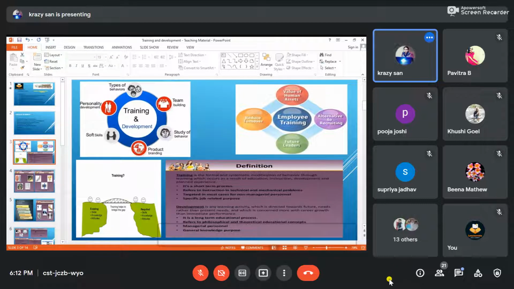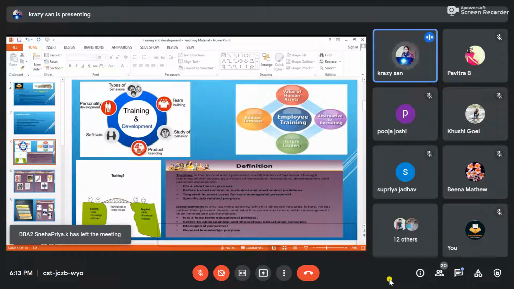When we go to the corporate world and practical concepts, we get systematic modification in terms of behavior, personality, soft skills, study of behavior, team building, and product branding. So training is that concept, and development is learning activity directed towards future needs rather than present needs. As I said, training is a short-term process, development is a long-term educational process. Training refers to instruction in technical and mechanical problems, and development refers to psychological, physiological, theoretical, and educational concepts, managerial, personnel, and specific job related.